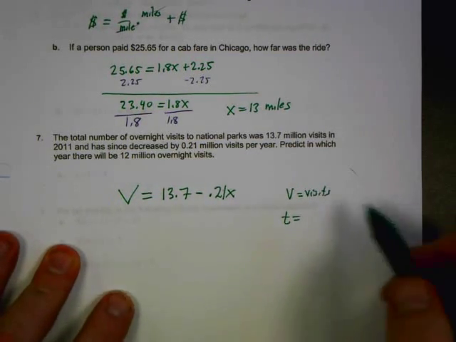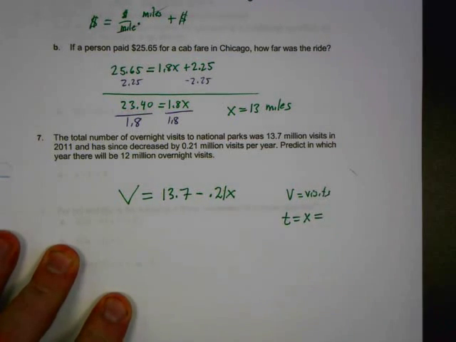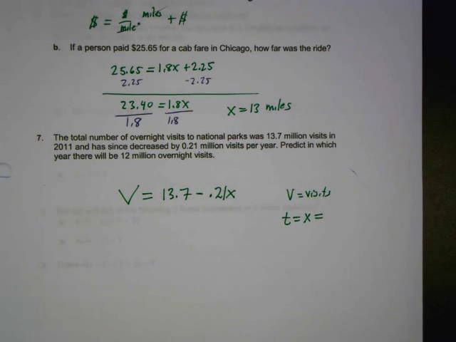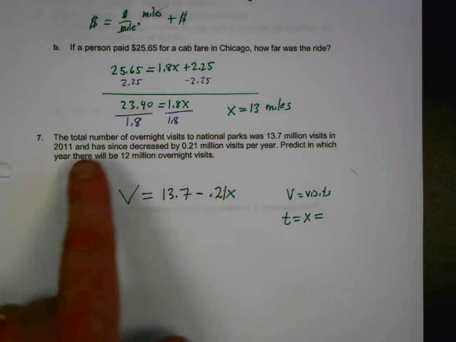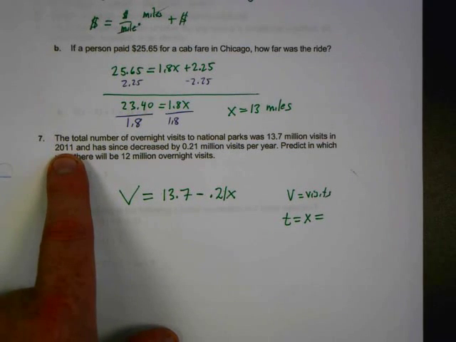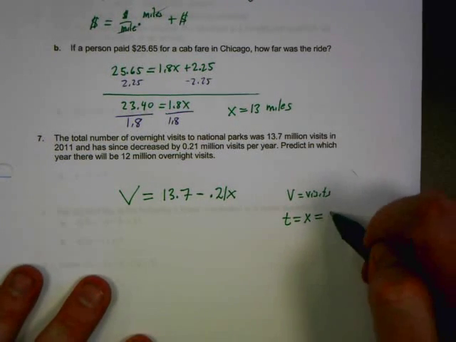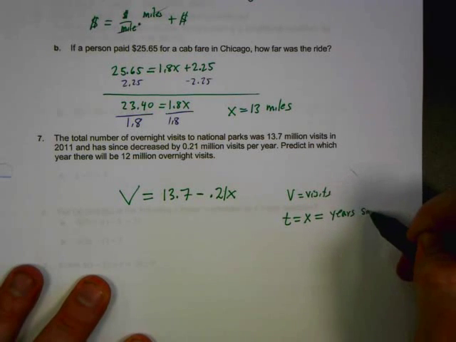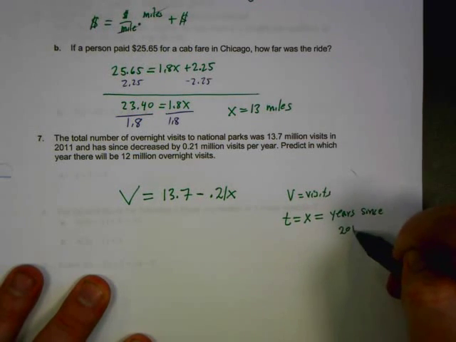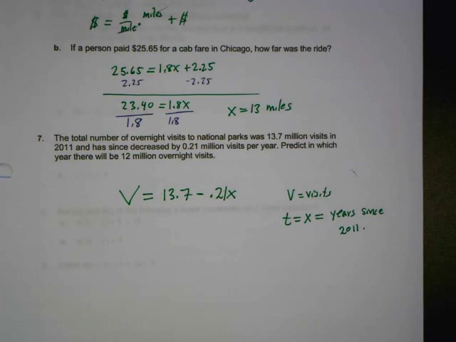What does X stand for? How many years since 2011. Somewhere in here I saw a time, 2011, and since 2011, that's what we're calling X. So I would have used T for time, but X is years since 2011. Is it wrong if you did it the other way around?